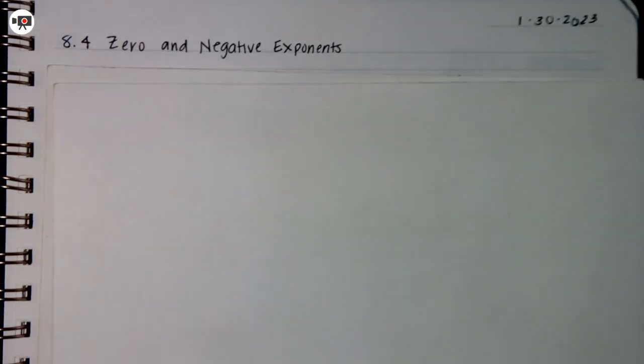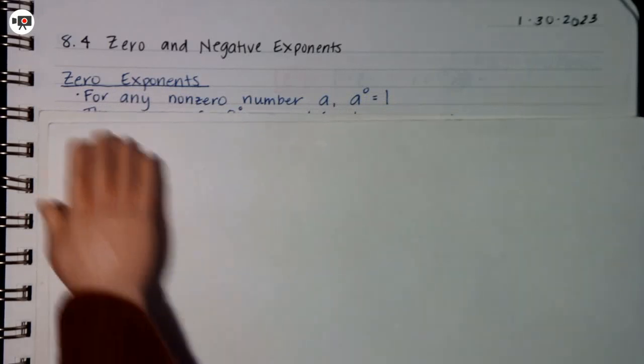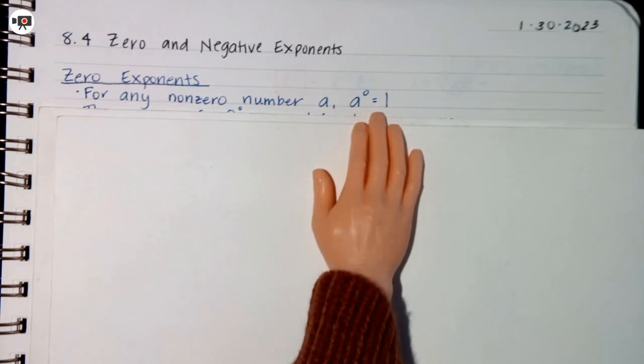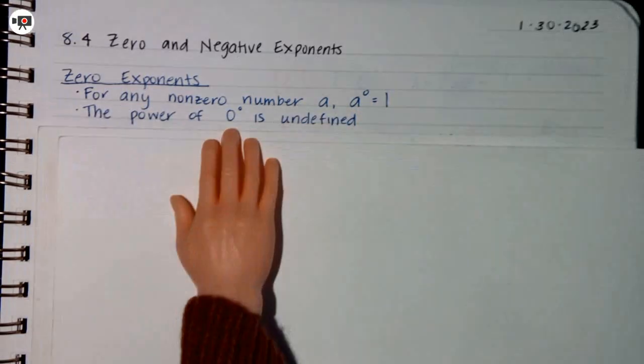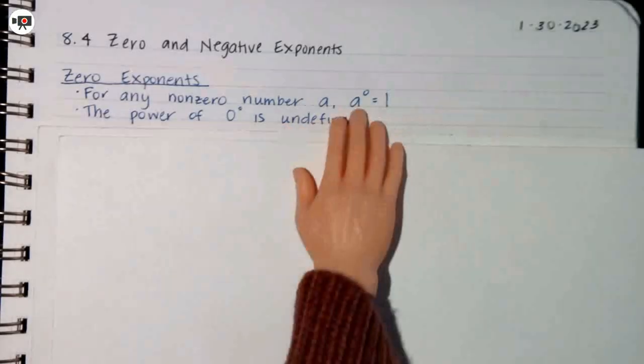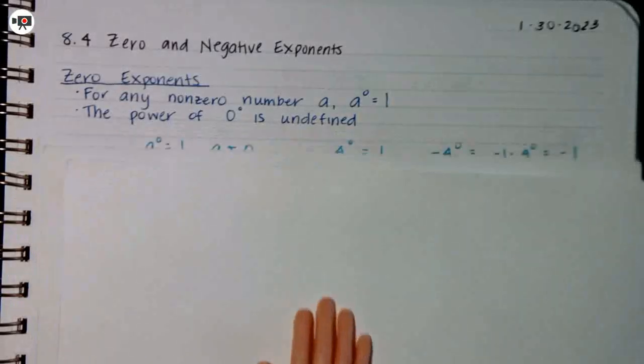This is 8.4, zero and negative exponents. So for zero exponents, for any non-zero number a, where a is to the 0 power, that is 1. If we have 0 to the 0 power, it's undefined. So anything with a 0 power equals 1. Makes things pretty simple there.